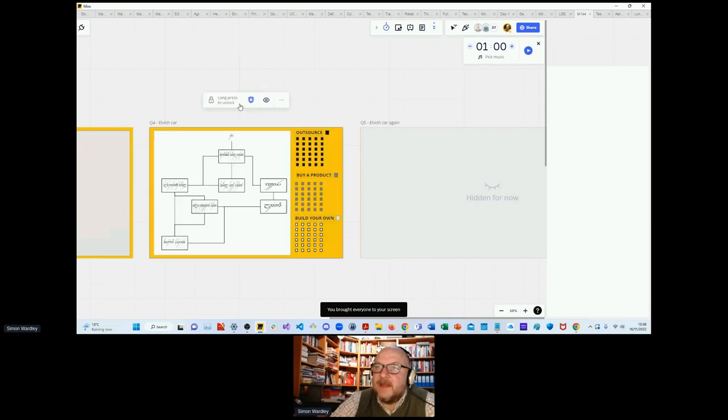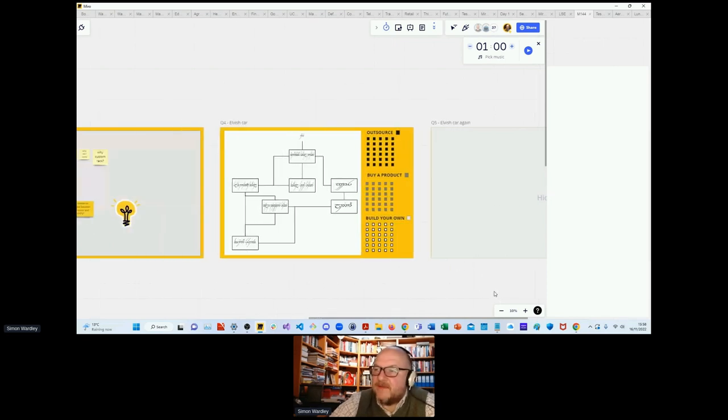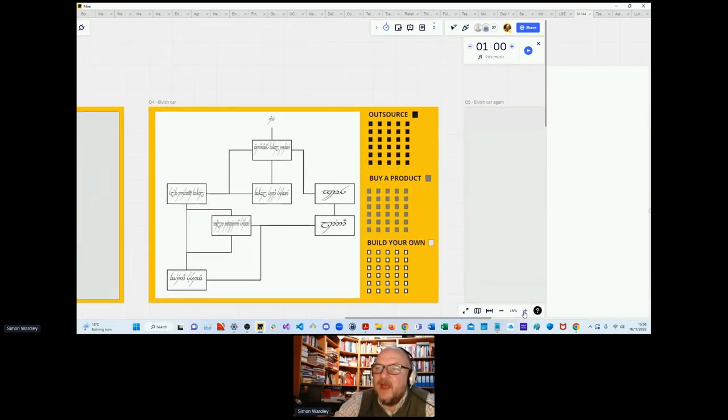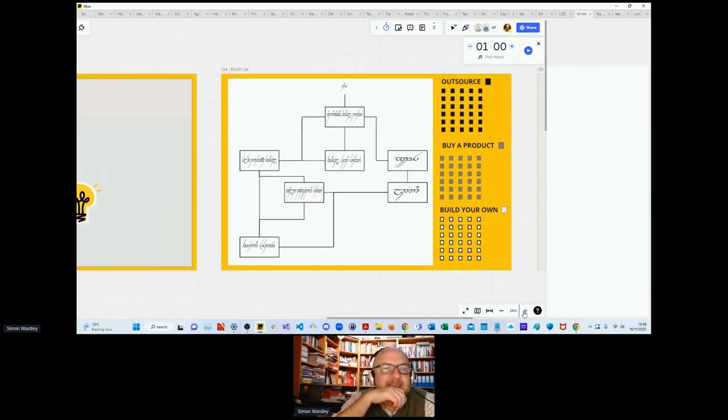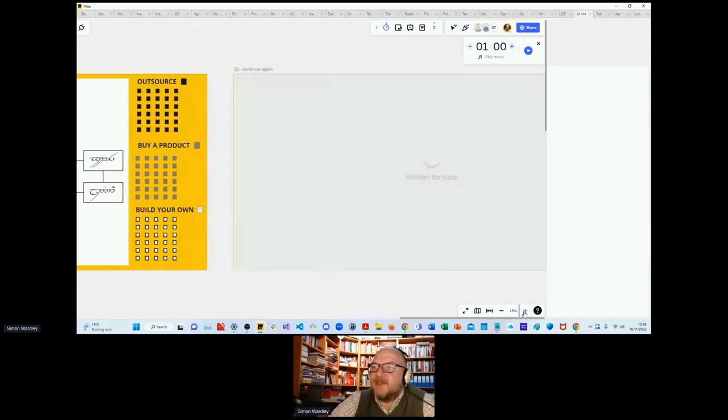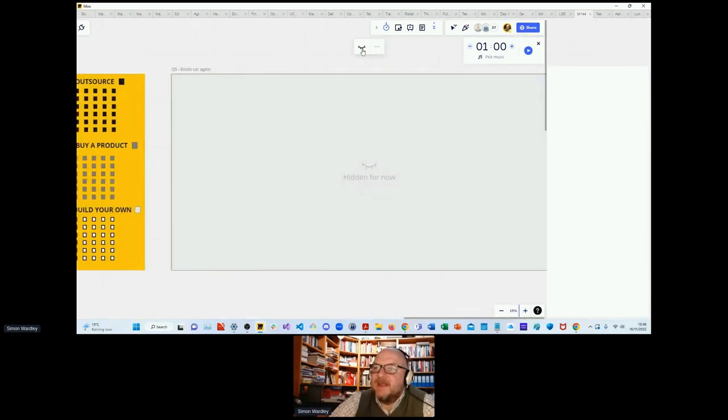Right. This is an Elvish car. It's a self-driving car. I've translated it into Elvish. And what I want to do is, it's a systems graph. I want to ask you, which bit should I outsource? Which bit should I buy as a product? Which bit should I build on your own? But I won't, because we're so close on time. I will just take you to this bit.